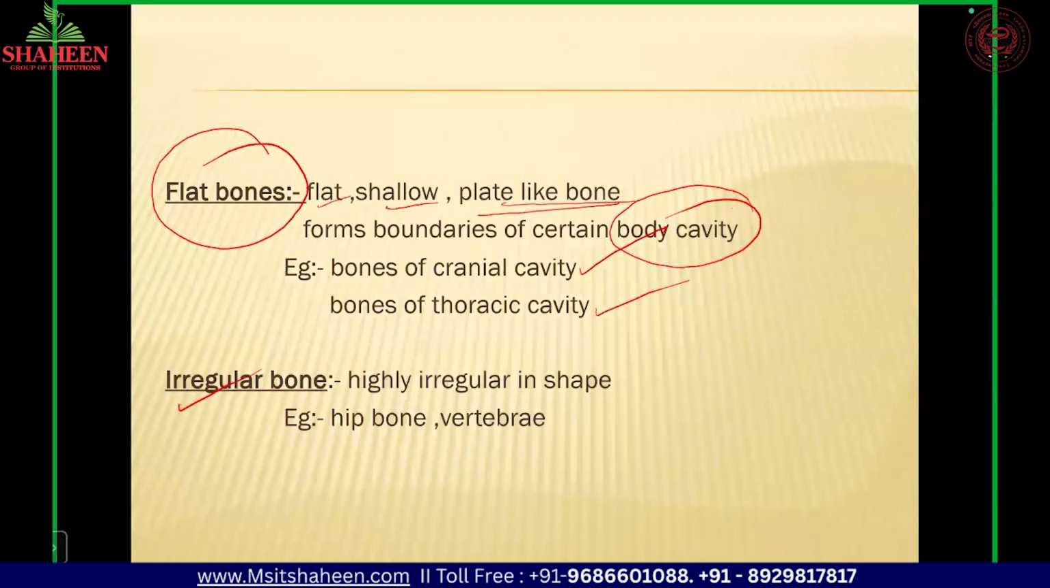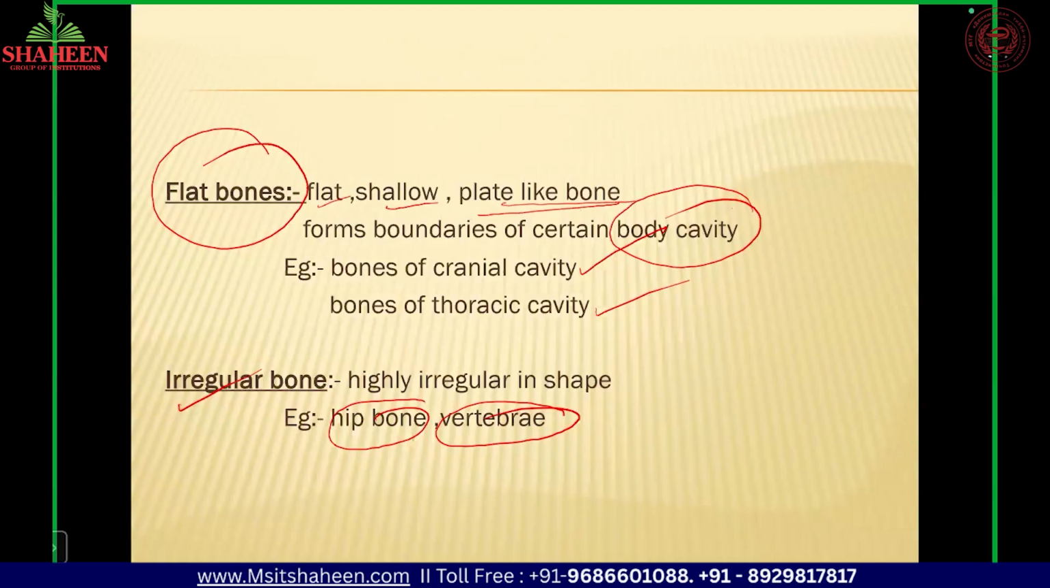Then what about the irregular bones? They are highly irregular in shape. That is the hip bone and the vertebrae. So irregular bones are highly irregular in shape: hip bone and vertebrae. So just enumerate the different types, how you can classify bones based on their shape.